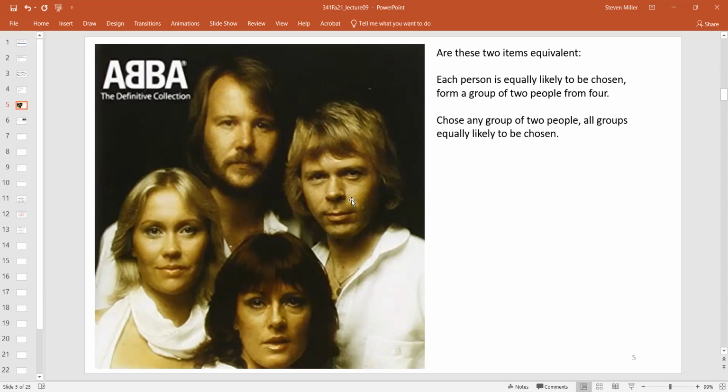So have I just basically said the same thing 2 different ways? No. Why not? Because you can have each person be like you chose, but not each group. Good. So anybody know the marital history of the people in ABBA?